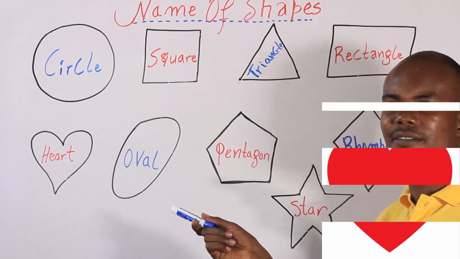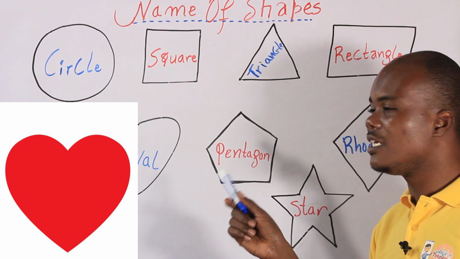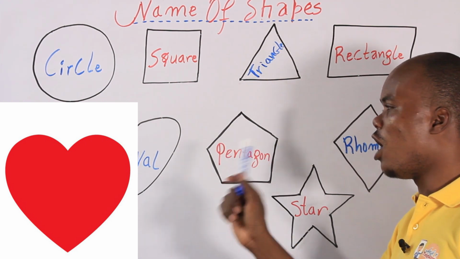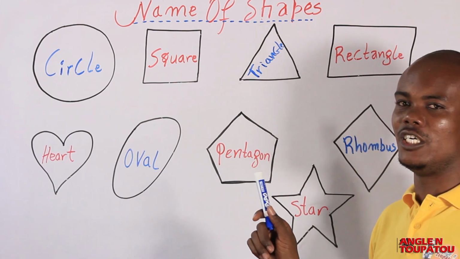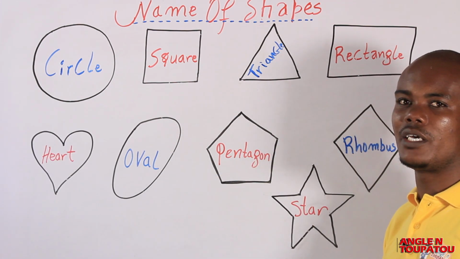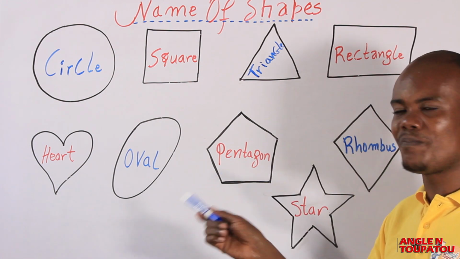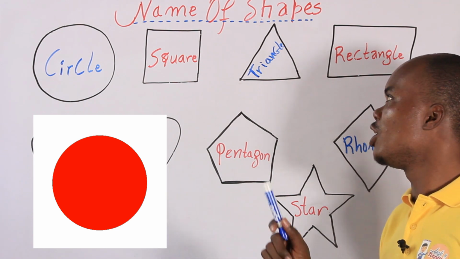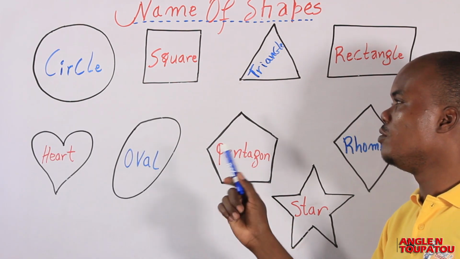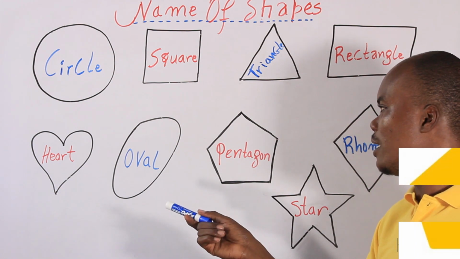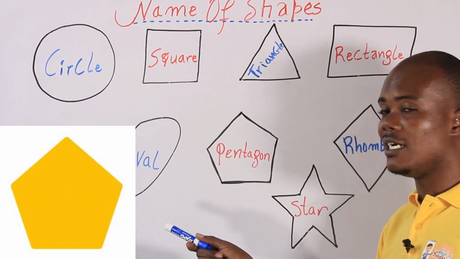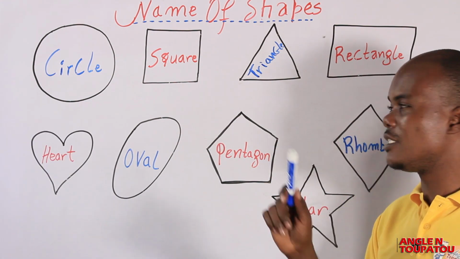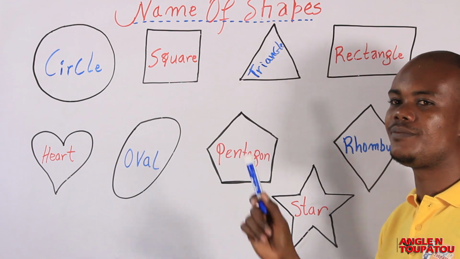What picture is that? A heart. Good. A heart. Un cœur. All right. Good. Okay. What picture is that? It's a circle. Yes, it's a circle. What picture is that? It's the pentagon. Yes, it's the pentagon.